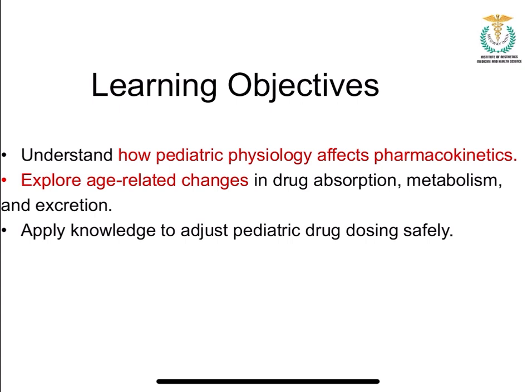Number 2, we will be exploring age-related changes in drug absorption, metabolism, and excretion, because it is different from how drugs are absorbed and metabolized in adults. And as you know, in pediatrics, there is no tailor-made dosage. You have to apply knowledge to adjust pediatric drug dosing safely.